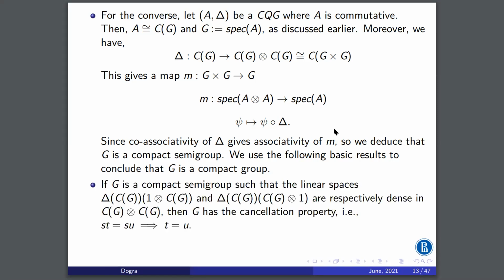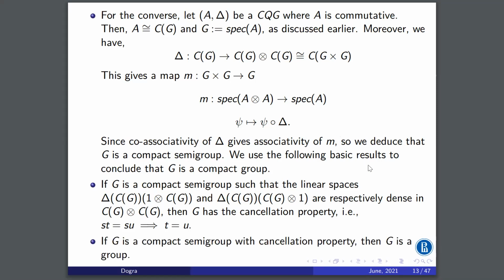Now, to deduce that it is actually a compact group, we use a couple of basic results in group theory, which say that if these two linear spaces are dense in this tensor product, then it has the cancellation property. And we know that this density holds true because of the definition of a compact quantum group, which is what A is. And now that the cancellation holds, it is obvious that a semi-group with the cancellation property is a group.